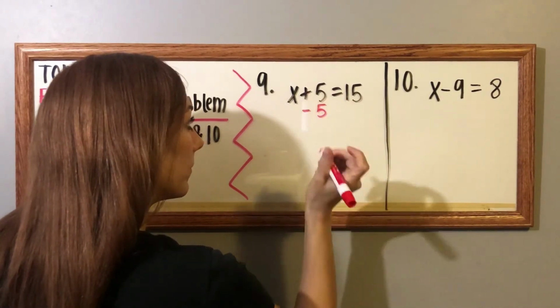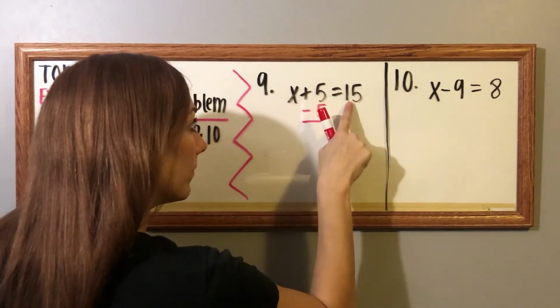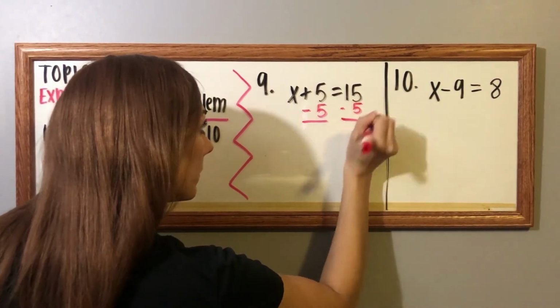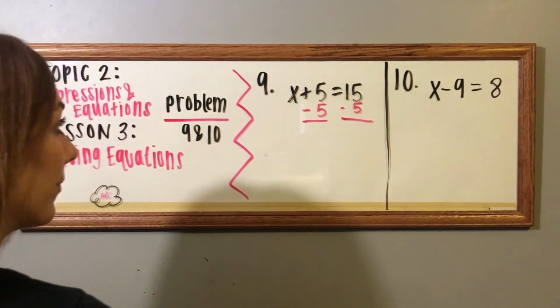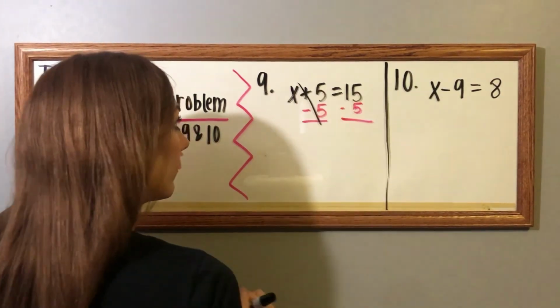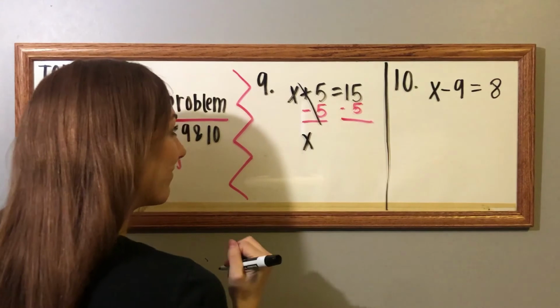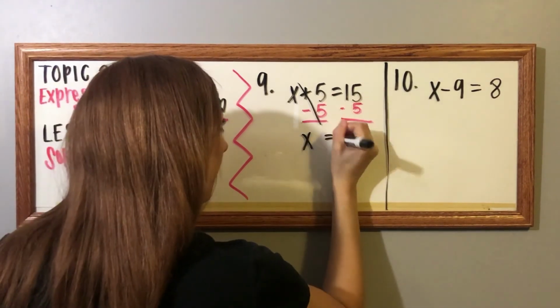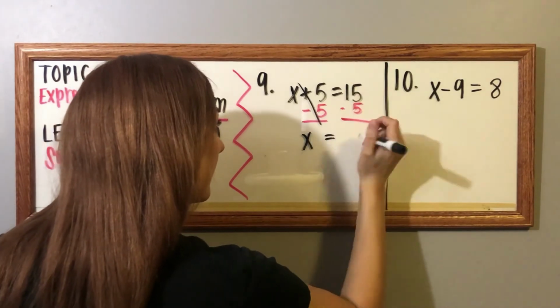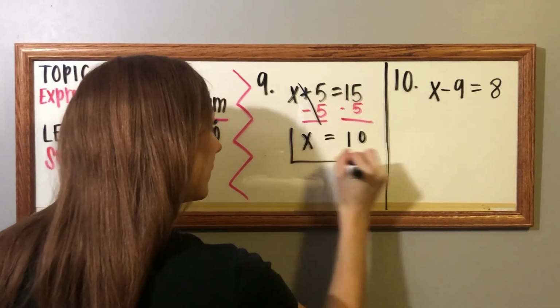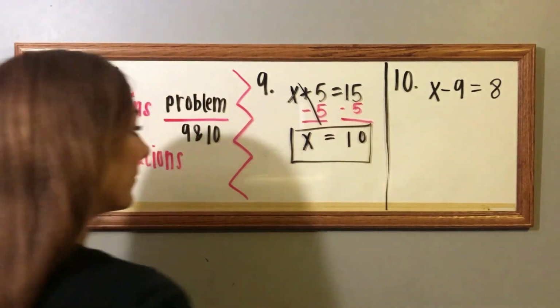And reminder, whatever I do to one side, I have to do to the other. So I'm going to subtract 5 on the other side of my equal sign of my 15. So when I take 5 minus 5, those two are going to cancel out and leave me with just my variable x. So I've done a great job of isolating that variable. And then if I do 15 minus 5, 5 minus 5 is 0, 1 minus 0 is 1, I get a final answer of x equals 10.